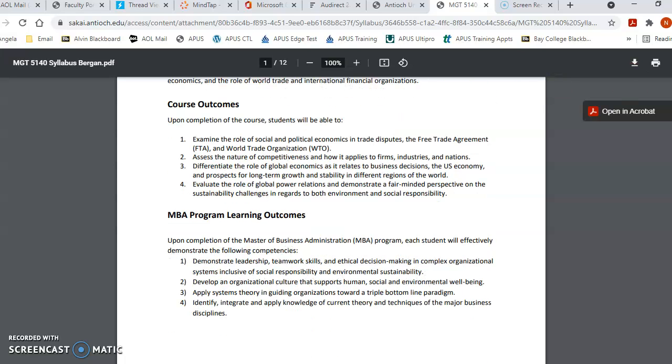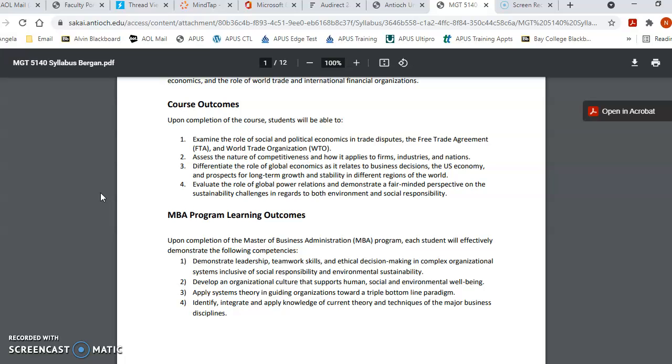So we're looking at this course. Some of the objectives that we're looking at include free trade and trade disputes, which is a big deal right now in our economy. Looking at the competitiveness of firms and how they have to compete with other countries. And these countries all have different regulations, so the playing field is not the same.